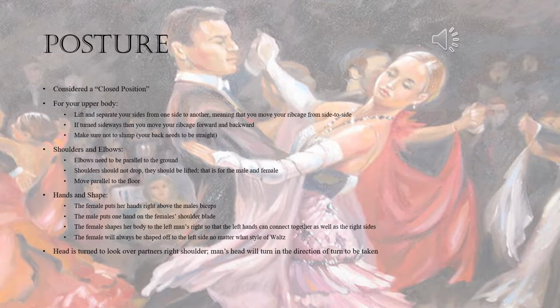Standard posture for the waltz is known as closed position. This entails lateral movement, so both dancers are going to move side to side and forward and backwards. The closed position is going to be straight up rather than slumped, and elbows will be parallel to the ground. And for all styles of waltzing, the female will be shaped to the man's left arm.